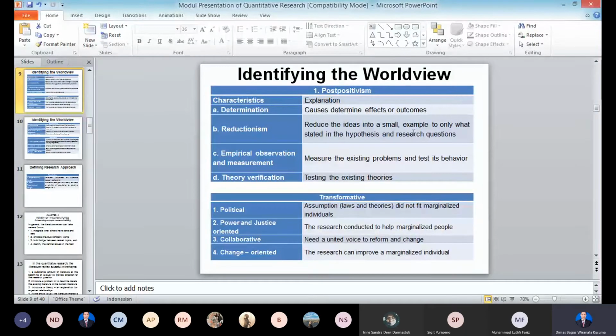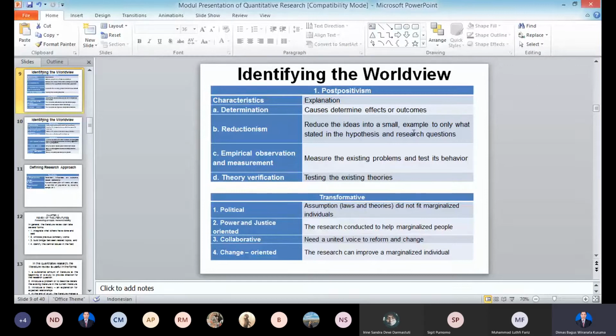And the second one is reductionism. You reduce the ideas into small and simple things, for example only what's stated in the hypothesis and research questions. I think you have an imagination right now. So if you conduct a post-positivism worldview, you try to minimize your problem into a set of research problems.